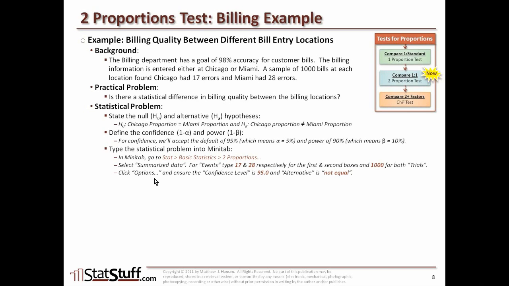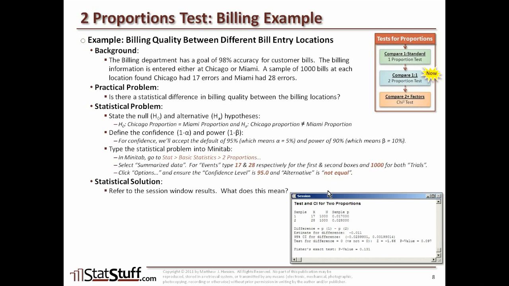We're going to select the options button, and for the confidence level you want to make sure it says 95, since that's what we defined earlier. And for the alternative, again, it's going to reflect not equal, since we defined earlier that the alternative is that the proportions between Chicago and Miami are not equal. For the statistical solution, it's going to create this kind of output like we've seen before that goes into the session window within Minitab, and we interpret it the same way.